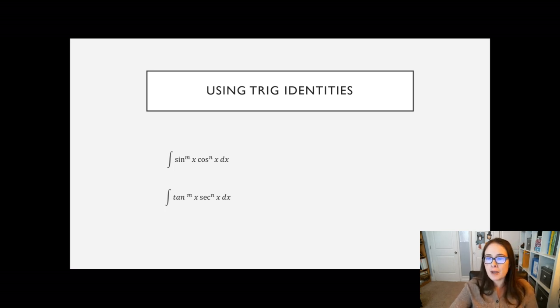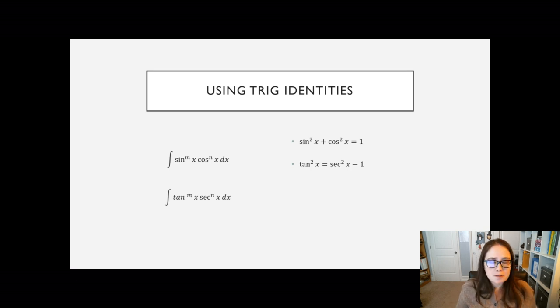If the exponents are all odd on any trig functions that show up, then we usually use a Pythagorean identity, particularly one of these two, depending on whether you have sines and cosines or tangent and secants in there. And you might have to solve them for one or the other trig function in order to do some kind of substitution.